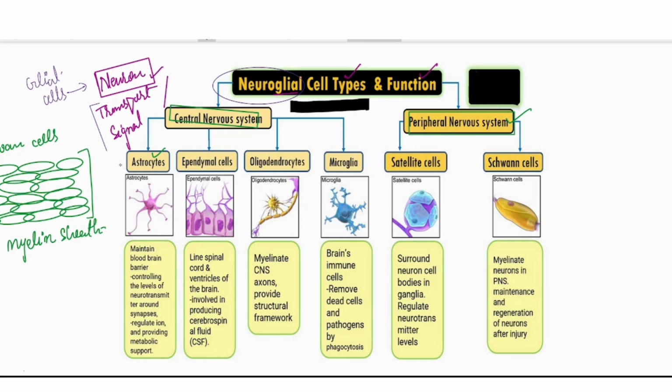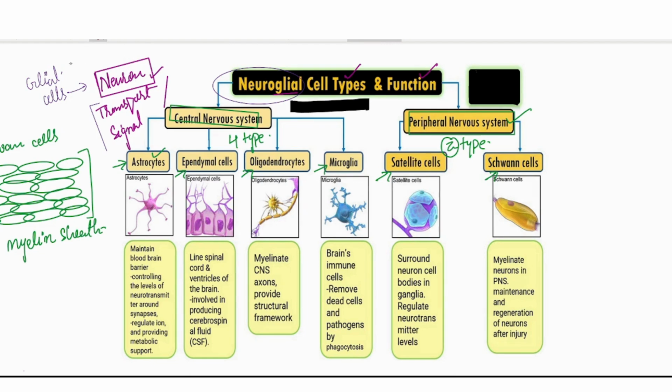So here it is having the four types: the astrocyte, ependymal cells, oligodendrocyte, as well as the microglia. These four are present in the central nervous system, and only two types of neuroglial cells are present in the peripheral nervous system, that is the satellite cells and the Schwann cells. The main thing is their function. What is their function actually?